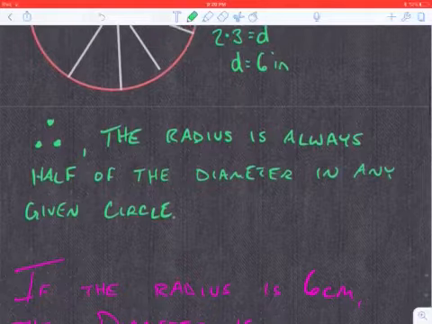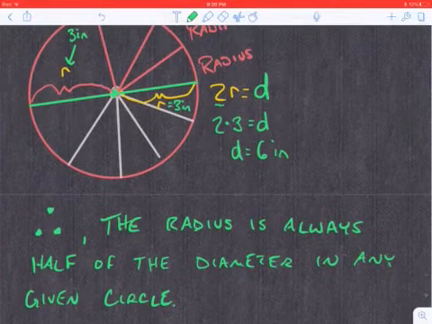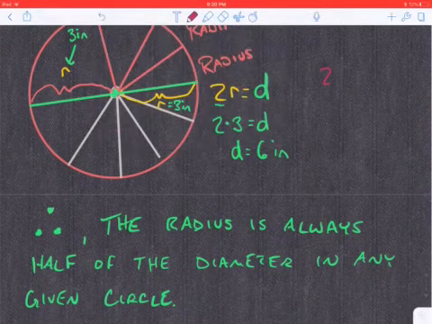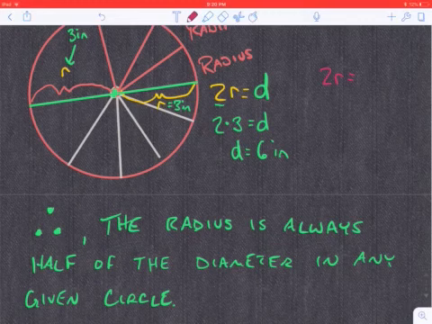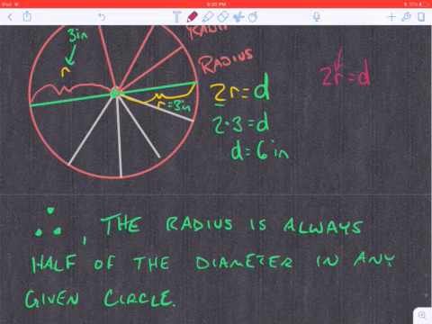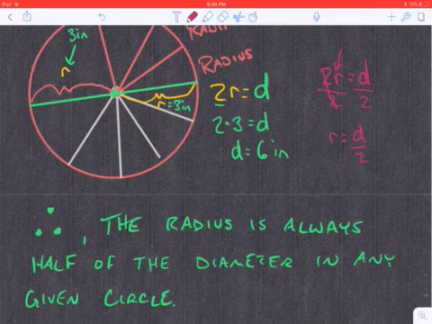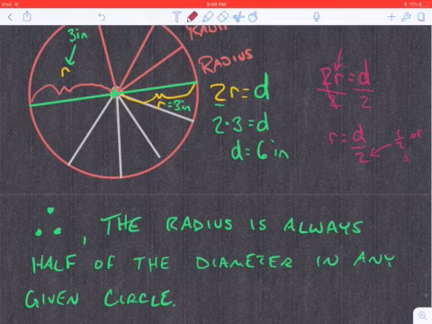Okay. Therefore, the radius is always half of the diameter in any given circle. So that should make sense: if I have this radius here, and we talked about this in the past several times, if I take this same formula where it says 2 radius is equal to the diameter, and I want to isolate just this radius, we know anything multiplied by any variable, we can take to the other side by dividing. Okay, we know that the formula to find a radius is going to be equal to half of the diameter. This means half of the diameter.